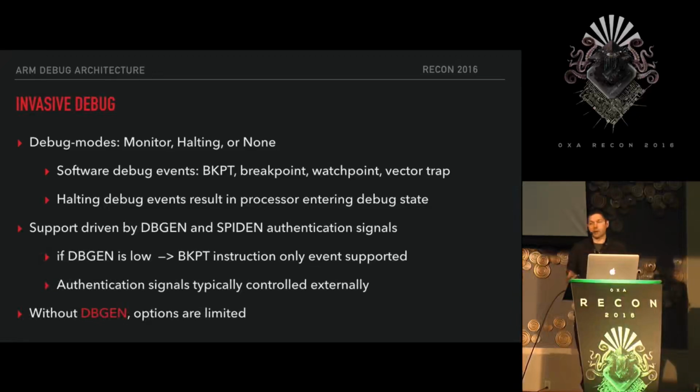So the debug architecture, there's basically invasive debugging and non-invasive. With invasive debugging, you can do things like halt the CPU. Really the takeaway from this slide should be that there's a couple of authentication signals, the debug enable and the SPIDEN for secure world. If neither of those are asserted high, then the only debug event supported is the software breakpoint instruction. So our options are limited on COTS devices because of that.